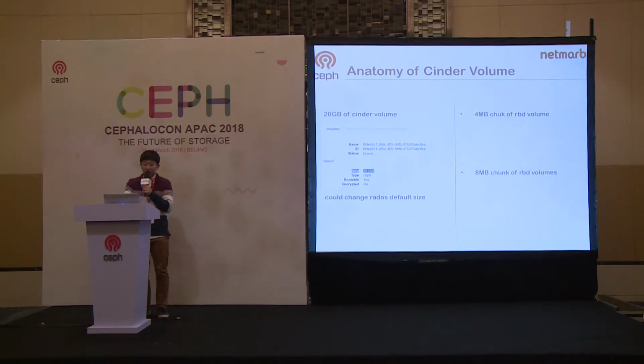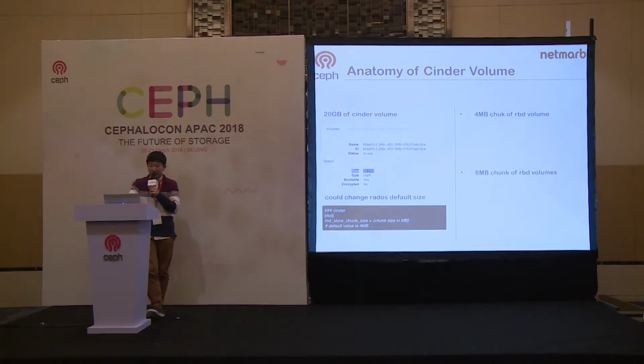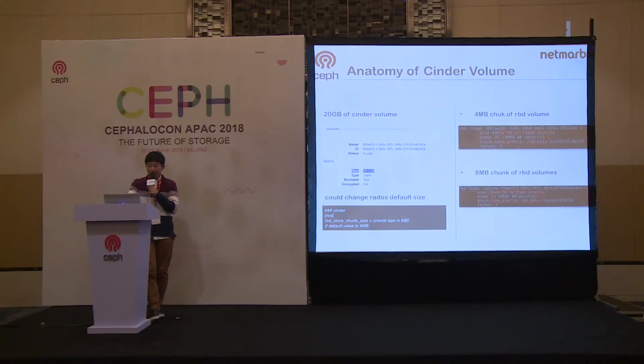Let's look at how Ceph actually works when we create a specific size of Cinder volume. We create a Cinder volume which has a unique UID name. Cinder users can configure the RADOS object size, which Ceph divides the volumes into. An RBD volume is created with the same name as the volume created on the Ceph side. If we configure the RBD chunk size to 4 MB, the RBD volume will be divided into 4 MB RADOS objects. 8 MB objects work the same as 4 MB.